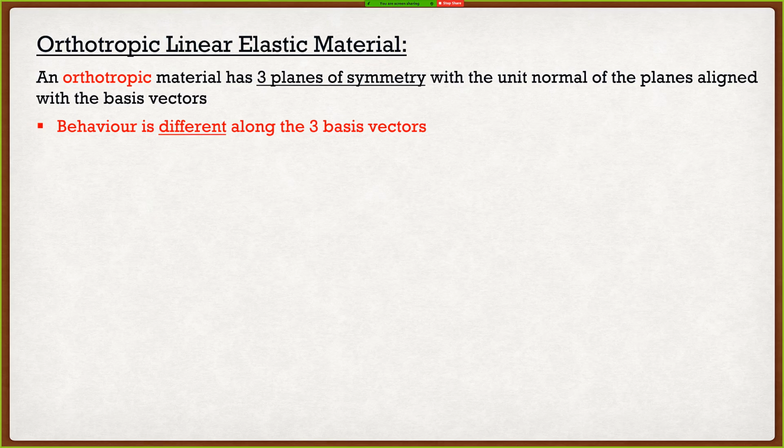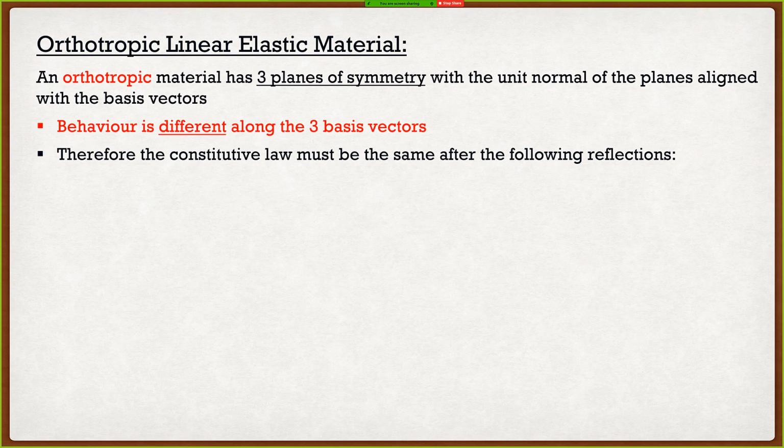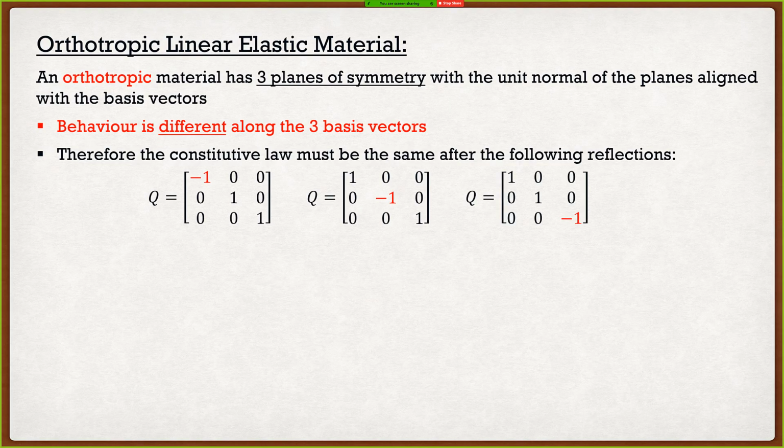Now, if the behavior is different for all 3 basis vectors, this is going to be our more complex case. All right. However, since we know that each plane is a plane of symmetry, the constitutive law must be the same after the following transformations. So basically, if I were to transform the E1 axis, the E2 axis, or the E3 axis, the behavior should be the same. Now, the question is, how do I transform? Because remember, right now, our constitutive law is a 6x6 matrix, and these reflection matrices are 3x3. How do I rotate them?